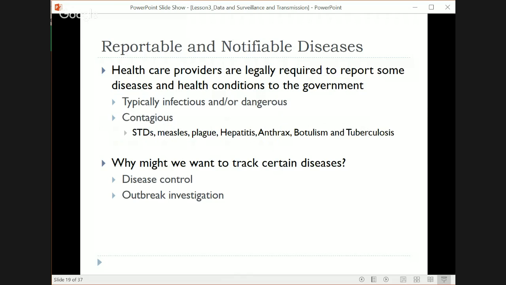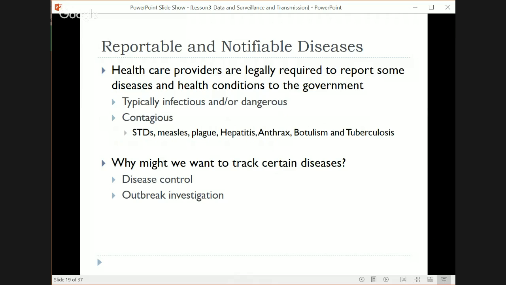So we do public health surveillance, disease surveillance for what we call reportable and notifiable diseases. Healthcare providers, and this is usually news to a lot of people, are legally required to report some diseases and health conditions to the government. This is typically infectious and or dangerous diseases, those that are contagious. So things like STDs, measles, plague, hepatitis, anthrax, botulism, tuberculosis, HIV. All of these diseases are reported to the government.